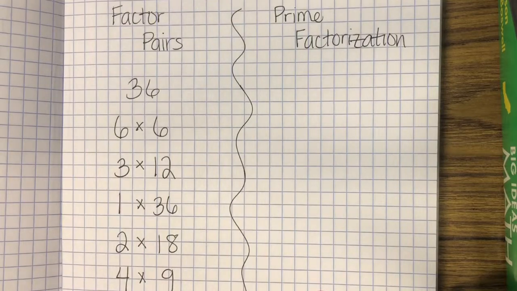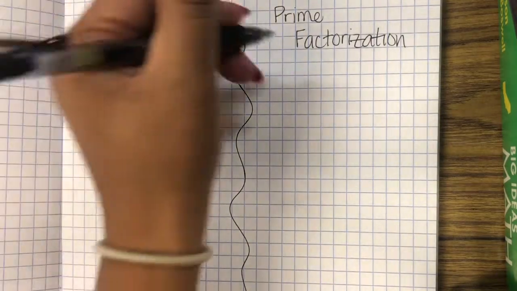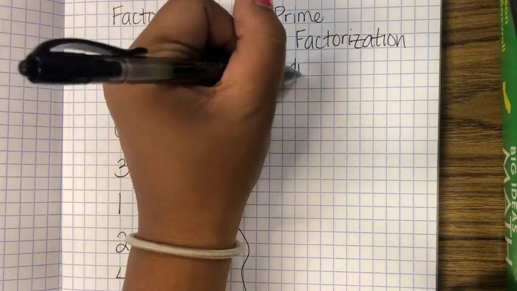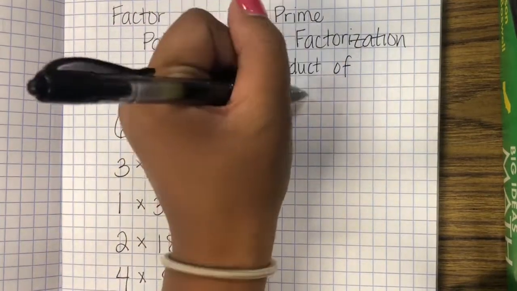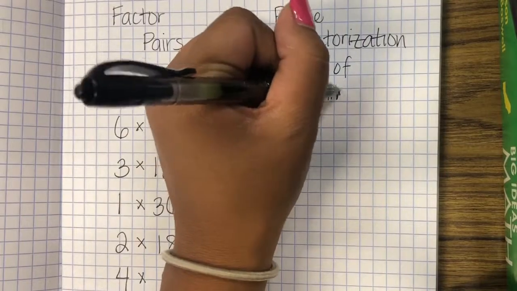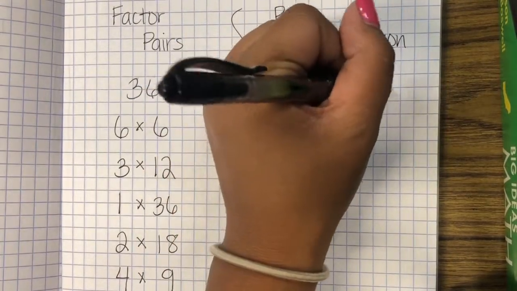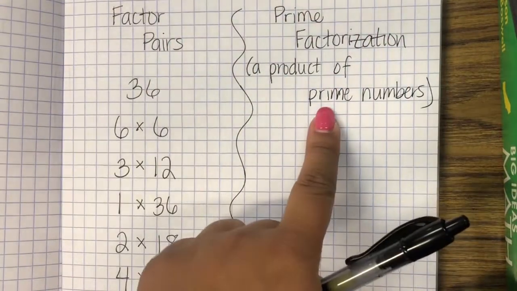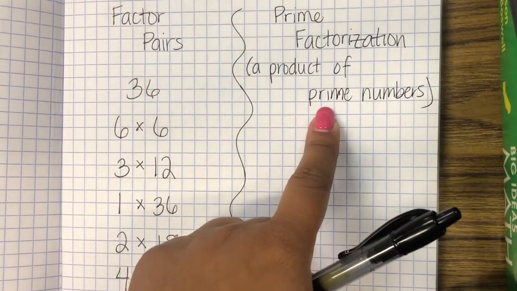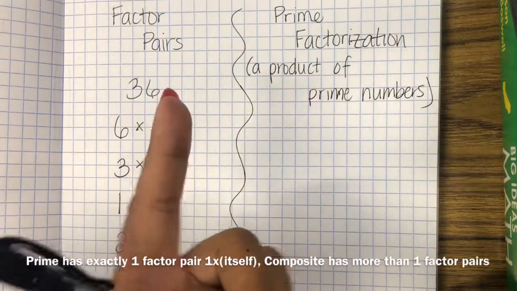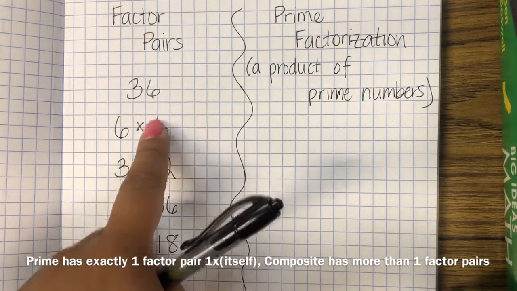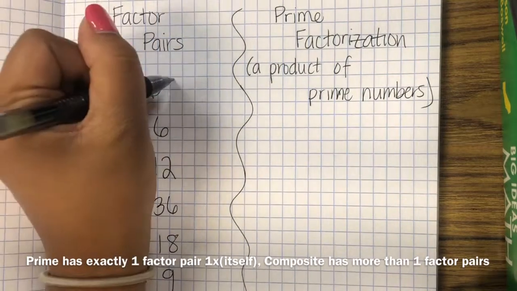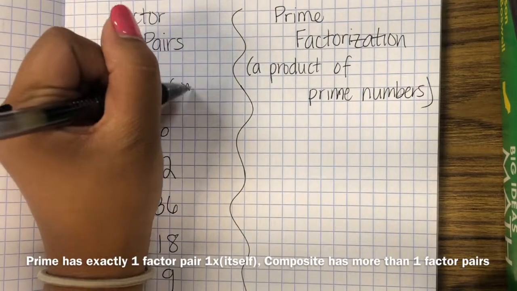Okay, so prime factorization. This is a product of prime numbers. As a reminder, prime numbers are when a number has a factor pair of 1 and itself. So for instance, this 36 has so many factor pairs, it is not a prime. It is considered a composite number.